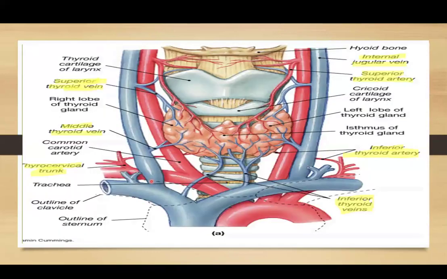So here we have, first of all, let's start with the superior thyroid artery. Where is it? Okay, this is the superior thyroid artery. Okay, it's coming from the external carotid.